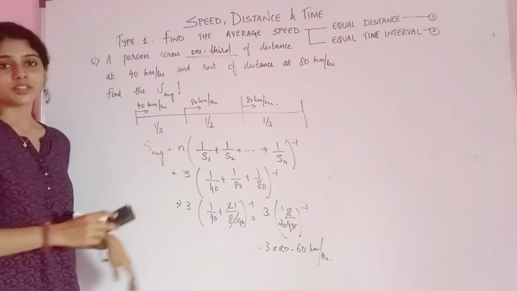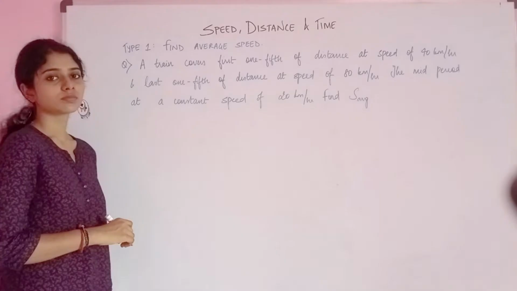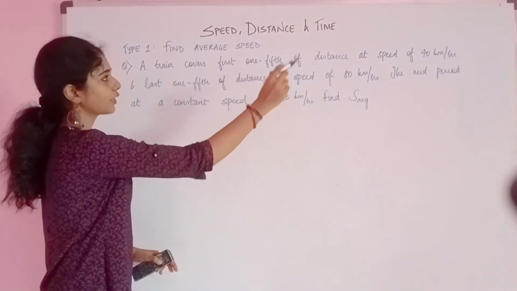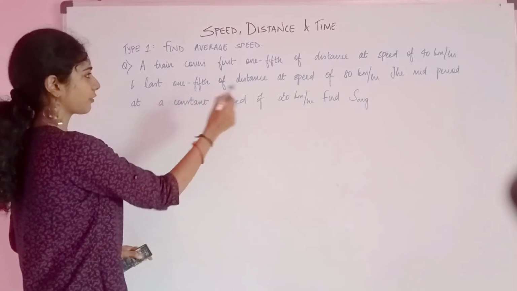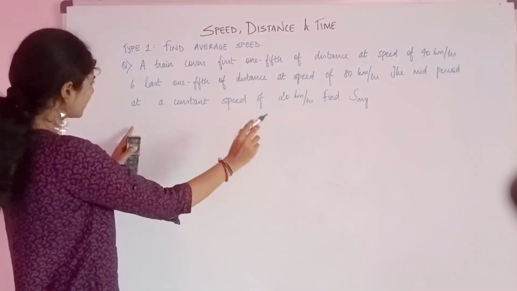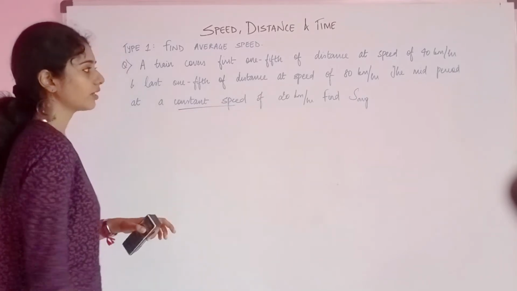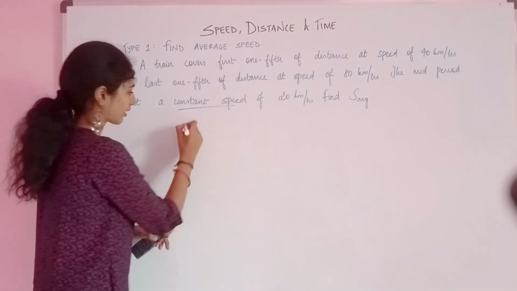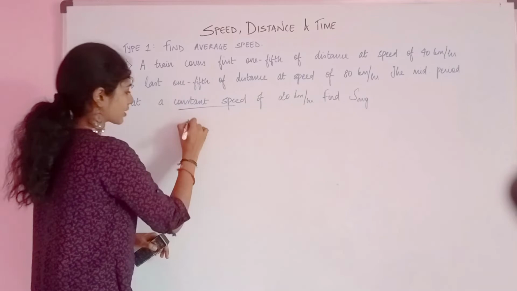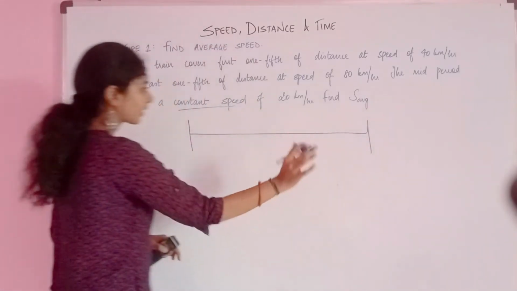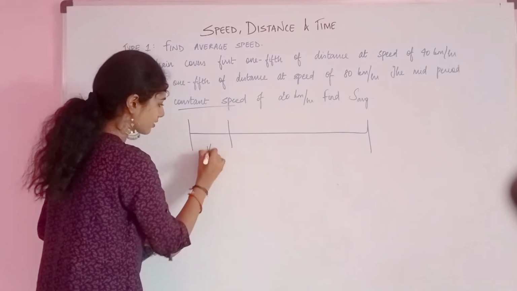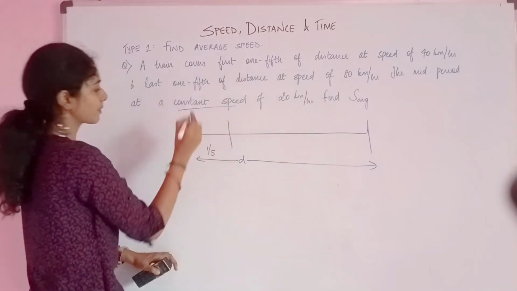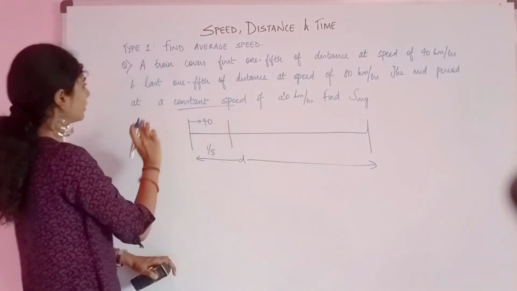So let's go to the second question. Let's consider this question. A train covers the first 1/5 of a distance at a speed of 40 km/h and the last 1/5 of the distance at a speed of 80 km/h. The mid period at a constant speed of 20 km/h, find the average speed. As soon as you read a question, the first step is to write it down literally. There is some distance d and it's covering the first 1/5 of it at a speed of 40 km/h.